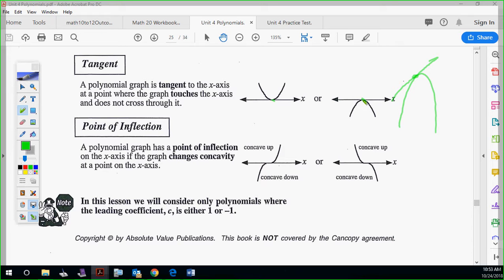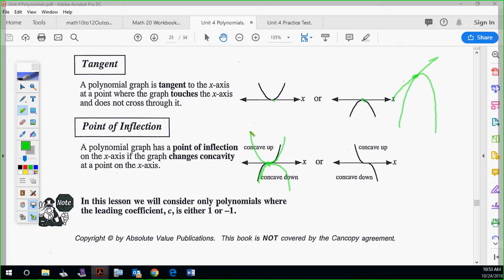Okay. Points of inflection. This is where things are inflected from concavity. Now, cubics tend to do this. A polynomial graph has a point of inflection on the x-axis if the graph changes concavity at a point on the x-axis. So see how it comes through. It's going concave down. See how that's down? And then turns. And now it's doing a different curve. That's concave up. This is concave down. Just think about if you continued it, what would it do? So this is concave up, concave down. Here too, concave up, concave down. So if it switches the concavity, then you have a point of inflection there.